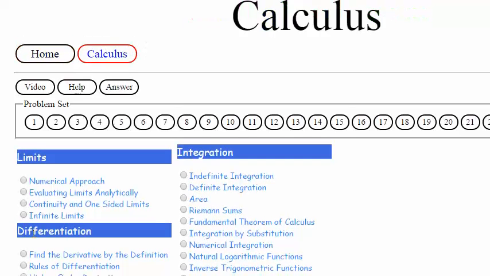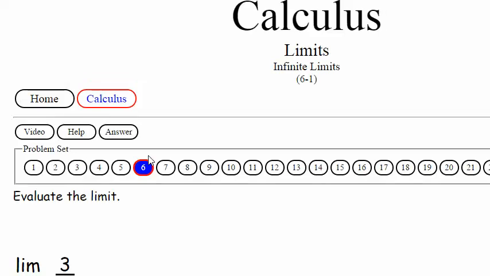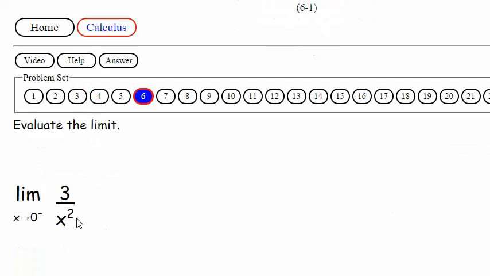Let's click the calculus. Let's go to infinite limits and click on 6, 1. That's what we're looking for. So it says evaluate the limit as x approaches 0, coming in from the left, of 3 over x squared. All right, let's remember that. 3 over x squared. Can we all remember that?